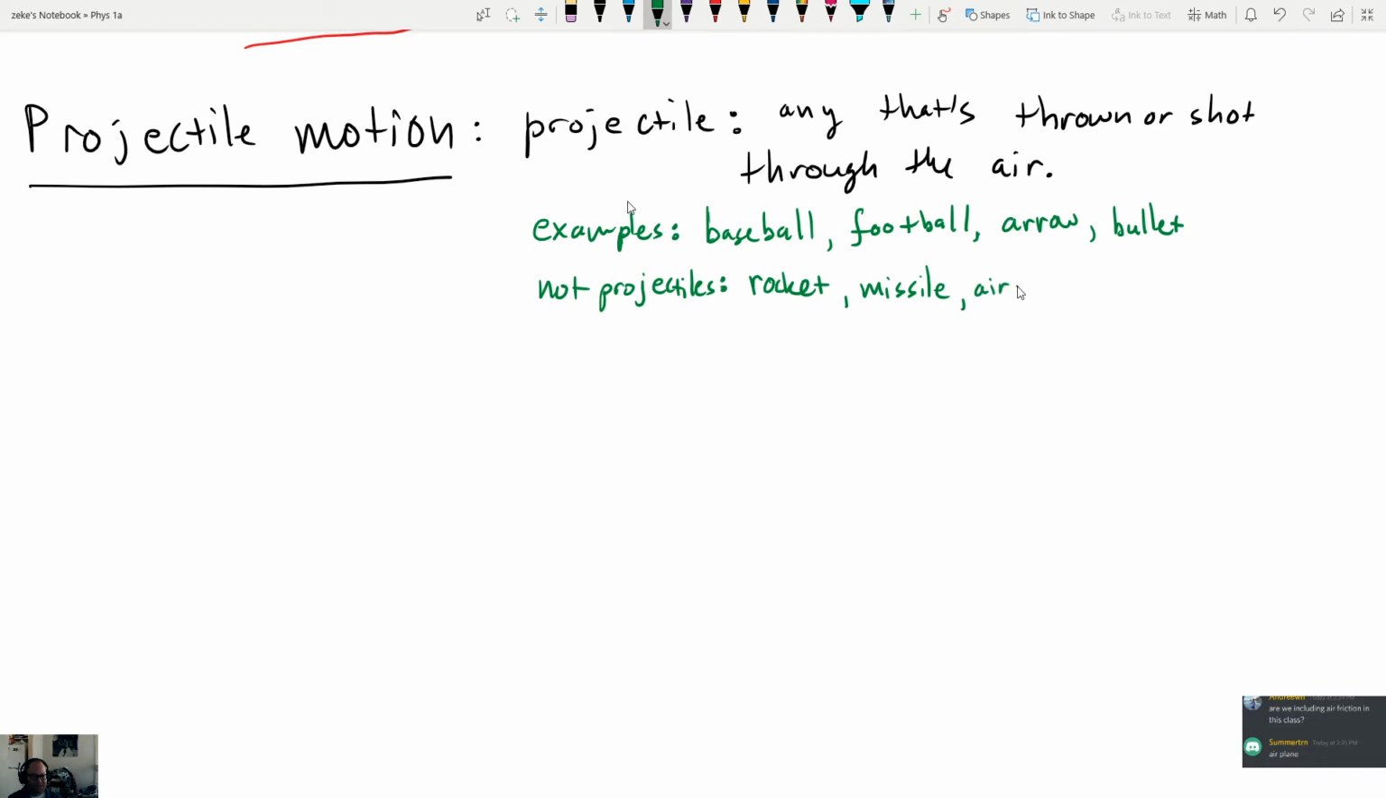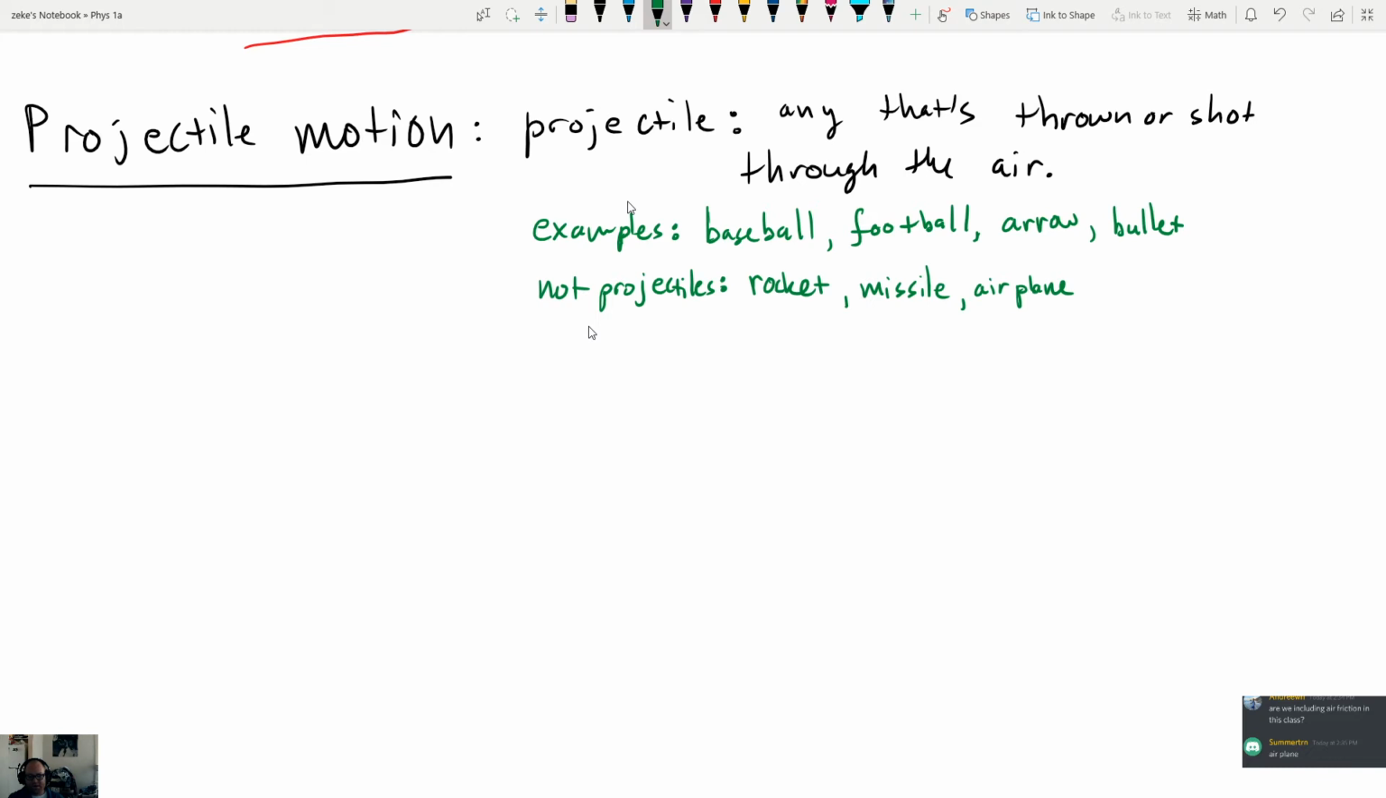That's a really good example. An airplane is something that's not a projectile. An airplane basically finds a balance between the lift force that's placed upon it, which comes from drag, and that helps to keep it in the air. So the motion of an airplane is not going to be a projectile. But literally anything that gets thrown or shot or dropped, anything like that, is a projectile.